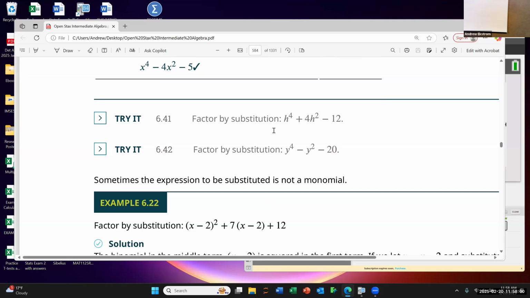Looking at some of these, and if I'm honest, everything that we've looked at already, once we've done this, that's pretty much everything we need to cover today. So it's almost over. Almost. So if we look at h to the 4th power plus 4h squared minus 12. Again, I'm going to say that equals y.